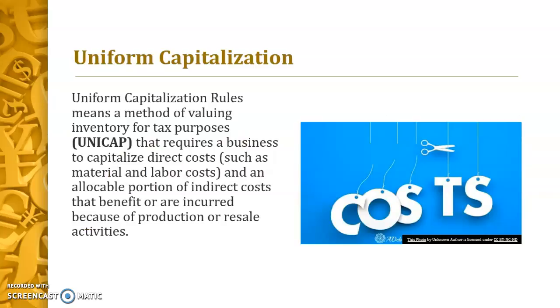Inventory's price includes the purchase price of raw materials, shipping costs, and any indirect costs under the Uniform Capitalization Rules. Uniform Capitalization Rules are the methods of valuing inventory for tax purposes that require the business to capitalize direct costs such as materials and variable costs, and then allocate portions of indirect costs that benefit or are incurred because of production or resale activities.